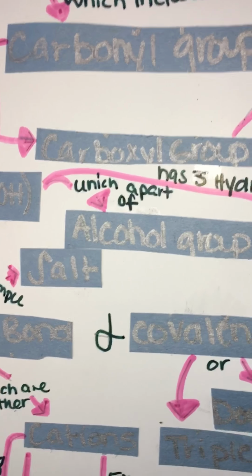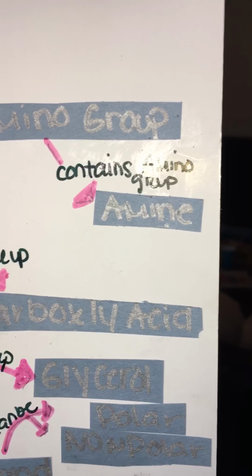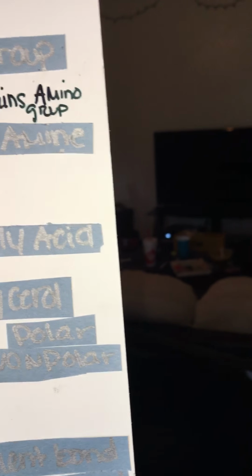And then if you have 3 hydroxyl groups, you're going to get glycerol right here. Now you also have the carbonyl group. You have the carboxyl group, which makes up carboxylic acid. You have the amino group, which contains nitrogen. So we talked about all of our functional groups.